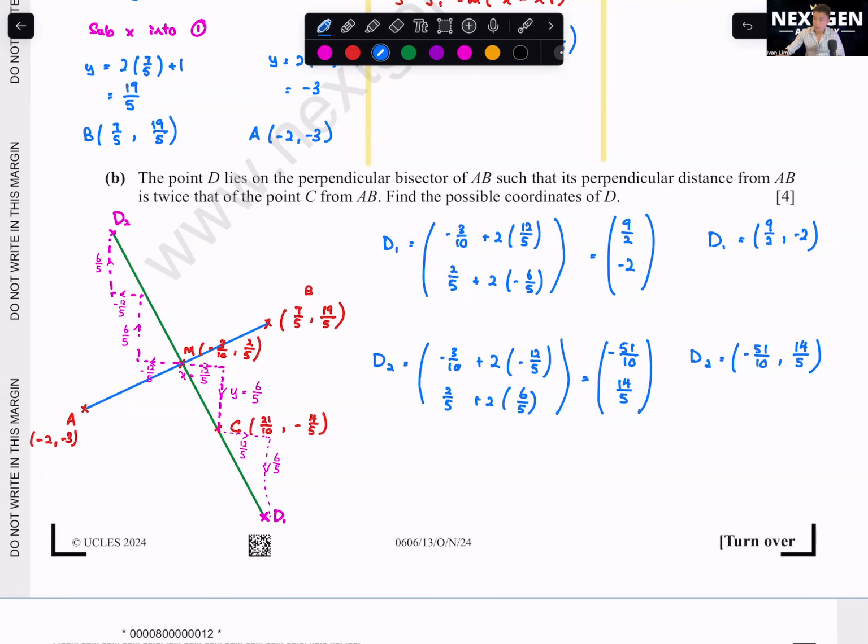Can we use length formula? Cannot. Because if you use length formula, you will get two unknowns, x and y. So we won't be able to solve the question. So initially, you may think to use length formula. So just sketch it out. Then you can get the answer here already. Okay, let's go to the next one.